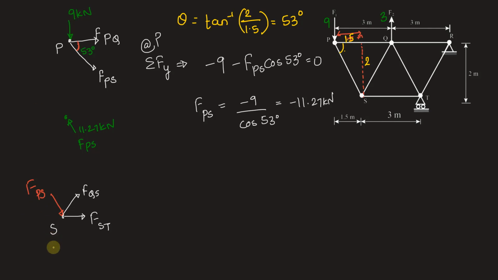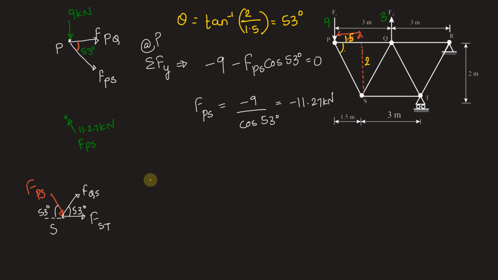Now again, we need to find the force in QS. So choose an equilibrium equation that involves only the vertical forces so that FST will not come into the picture. As far as angles are concerned, this angle we already know is 53 degree. These two triangles being antisymmetric, this angle is also 53 degree. We can check with the dimensions also. This is 1.5, this is 2. Again it becomes tan inverse 2 by 1.5, so it is 53 degree.